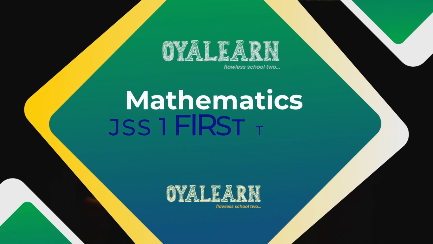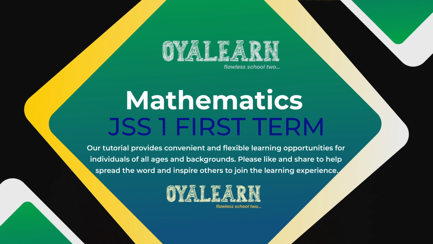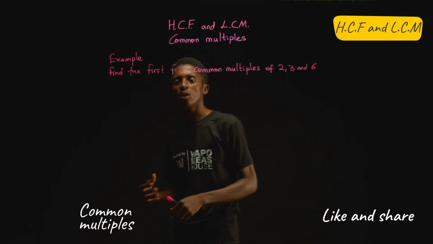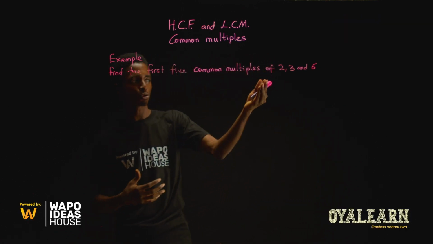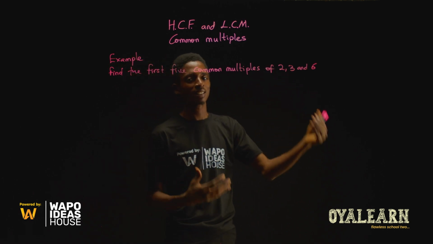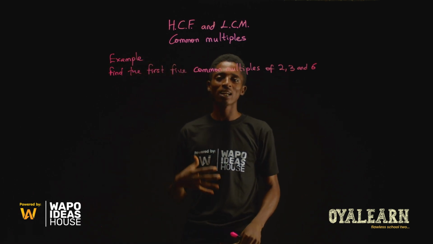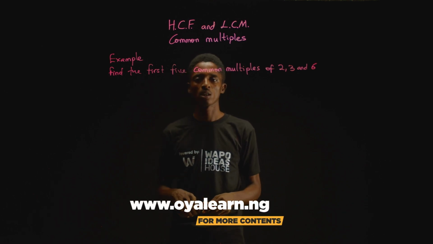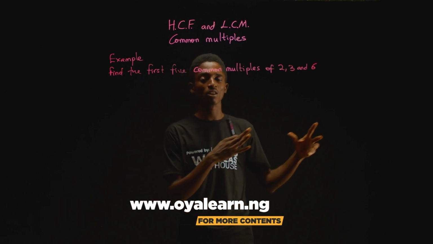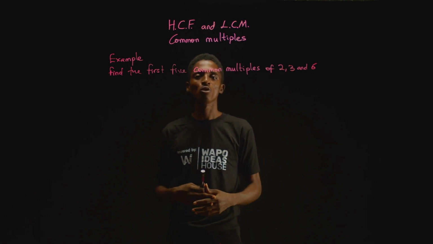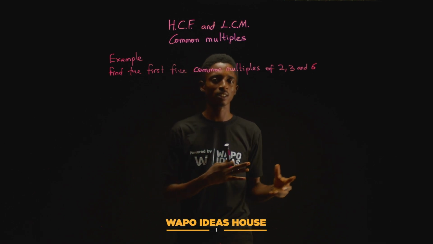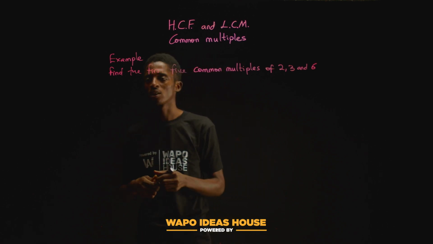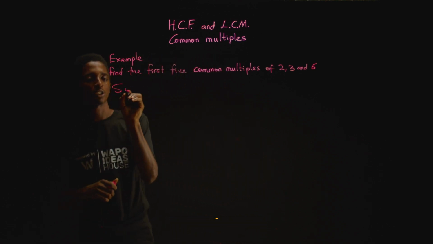Find the first 5 common multiples of 2, 3, and 6. To do this, we'll list out the multiples of 2, 3, and 6 to the point where we can find at least 5 common multiples. Now remember that these multiples are numbers that go on forever. So we don't have to write everything, but we write up to the point where we can find 5 common multiples. So, solution.